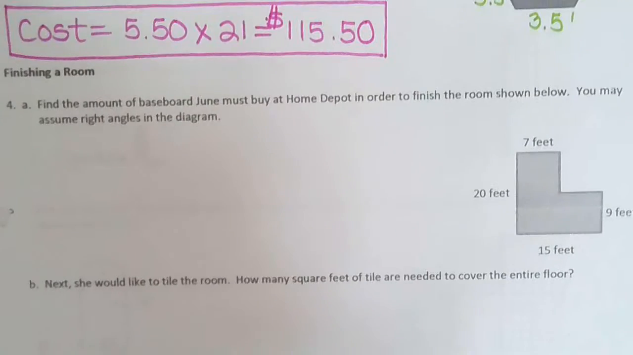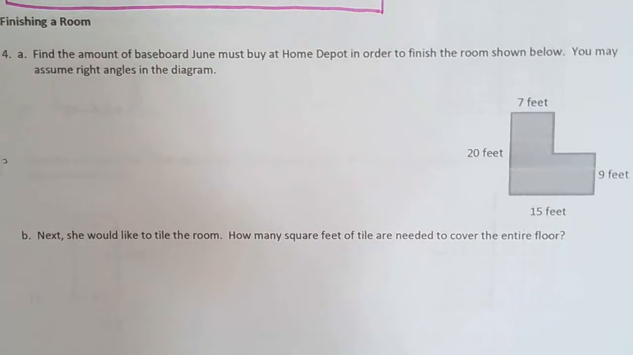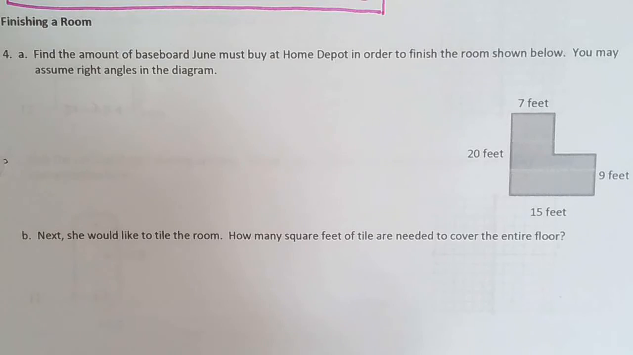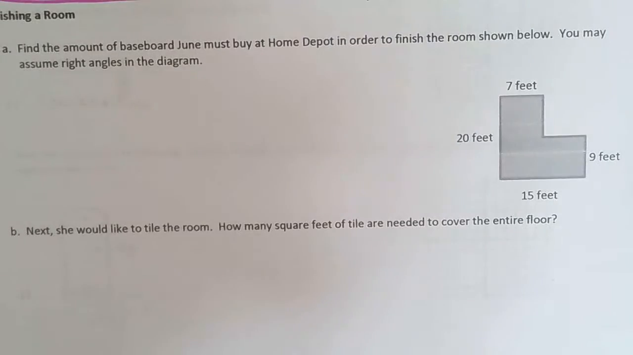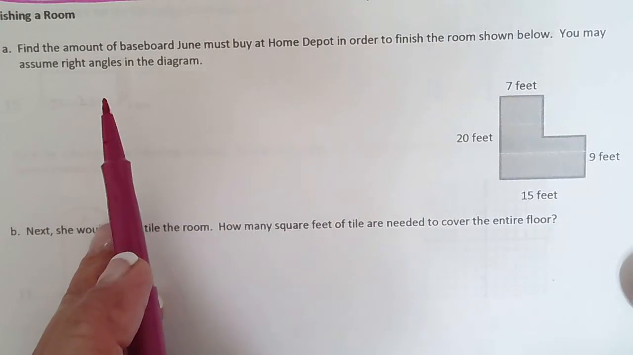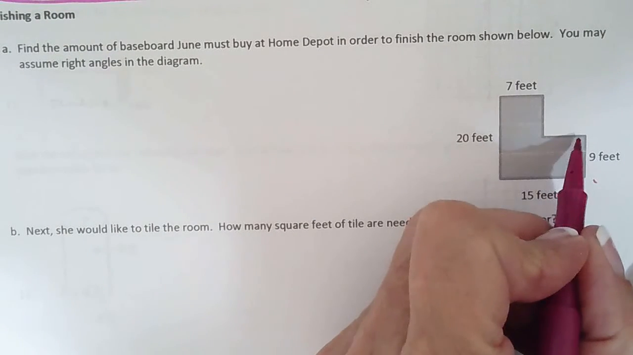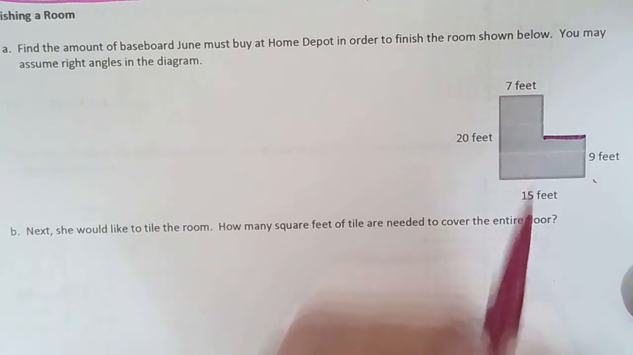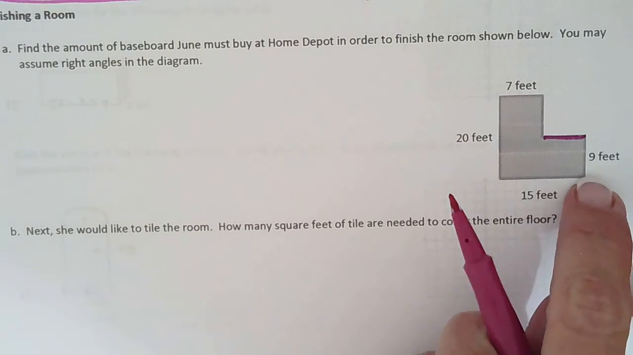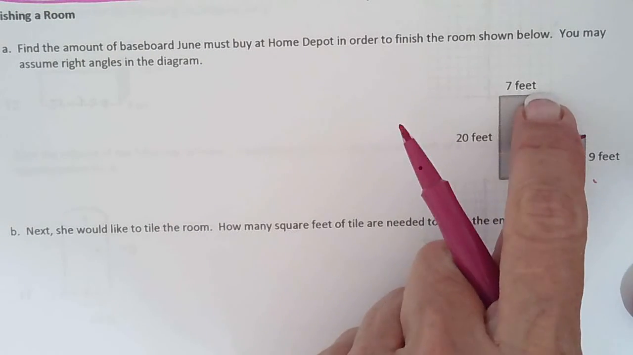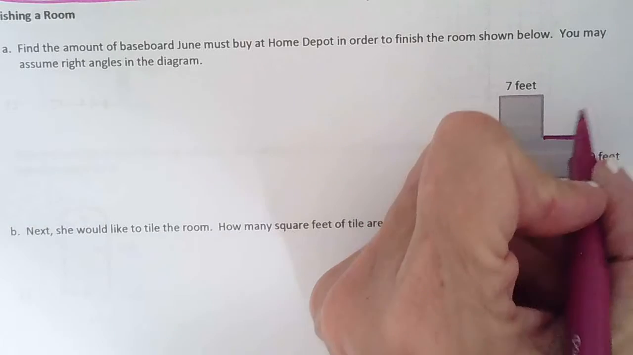Finishing a room. So this one was on the test, but it's not on the final, so we're not taking the test anymore. So the only place you'll see this one is in Alex. So find the amount of baseboard. So I can find that side, I can find that side, but do you see how there's 2 sides I'm missing? I'm missing that side. Can you think how I would find it? If this is 15 and this is 7, what could I do to get that? 15 minus 7, right? Which would be 8.